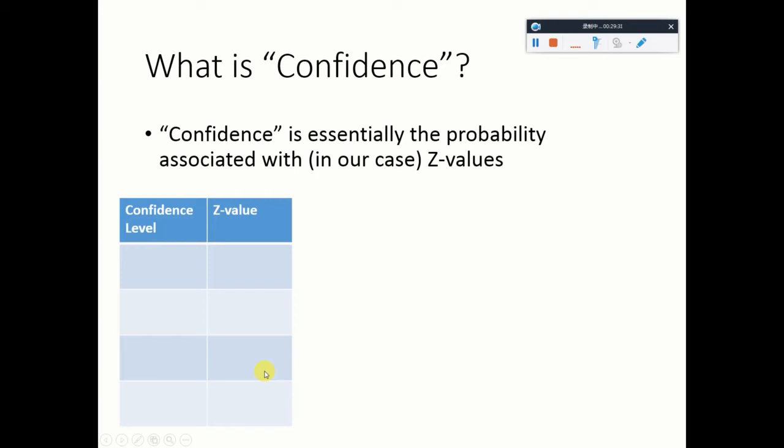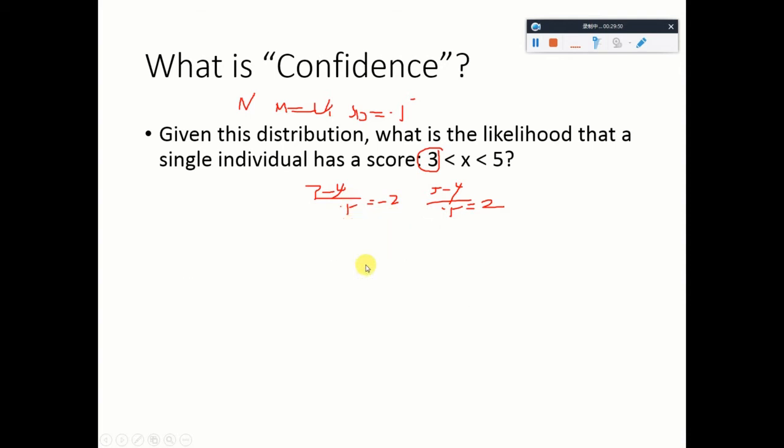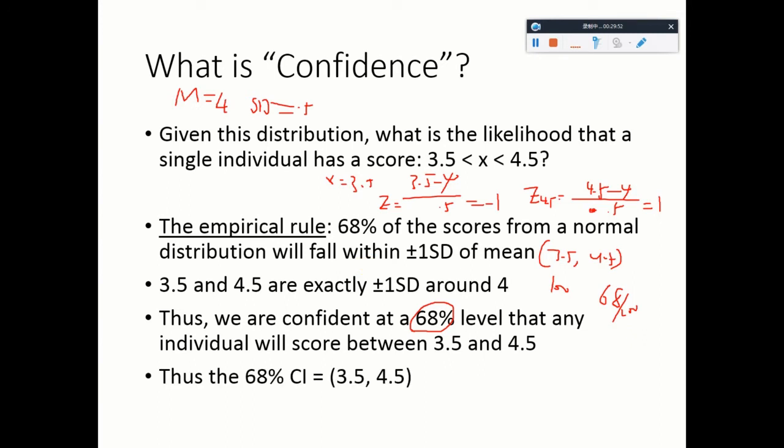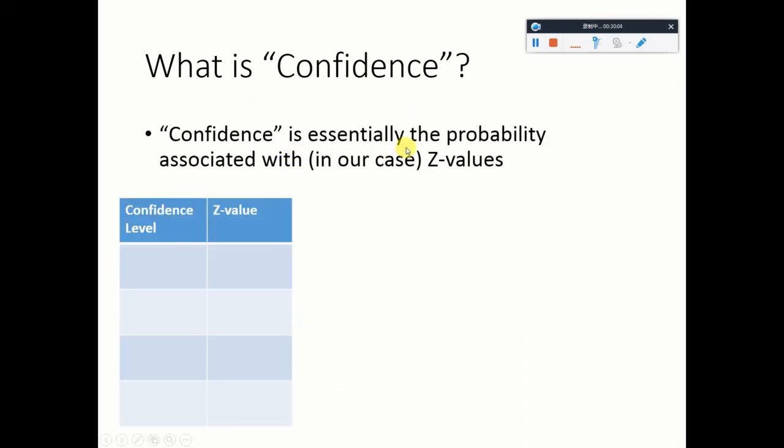So now we should see that this confidence level has a lot to do with the z-score. If the z-score is 2, then according to the empirical rule, we have a confidence level of 95%. If the z-score is 1, according to the empirical rule, we have a confidence level of 68%. So that suggests that what we call confidence in the context of inferential statistics is essentially the probability associated with z-values.